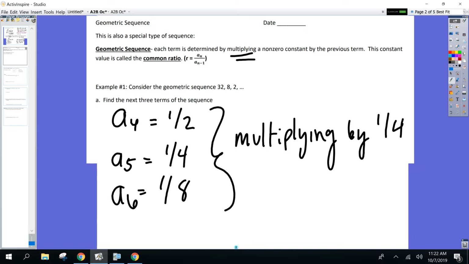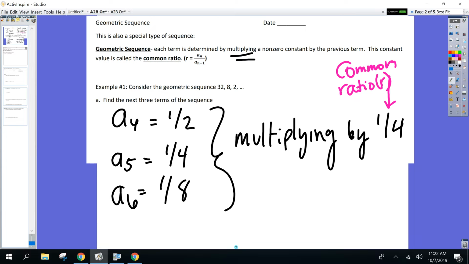For geometric, it's got a totally different name. The number you multiply by is called your common ratio. And the symbol for it is R. Just like D was for common difference, common ratio, it's the R value. Okay, it is the R value.